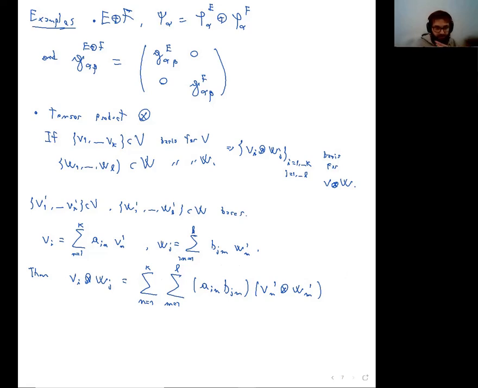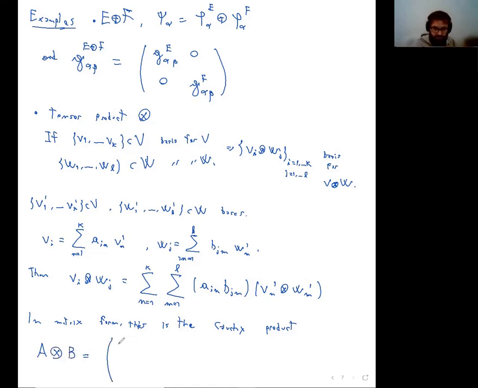So if you want to see this in matrix form, of course you can think of these a_{i,n} as entries of a matrix, and also this one as entries of a matrix. This thing actually has a name. This is the Cauchy product, which, surprise, surprise, is denoted by the tensor product symbol.